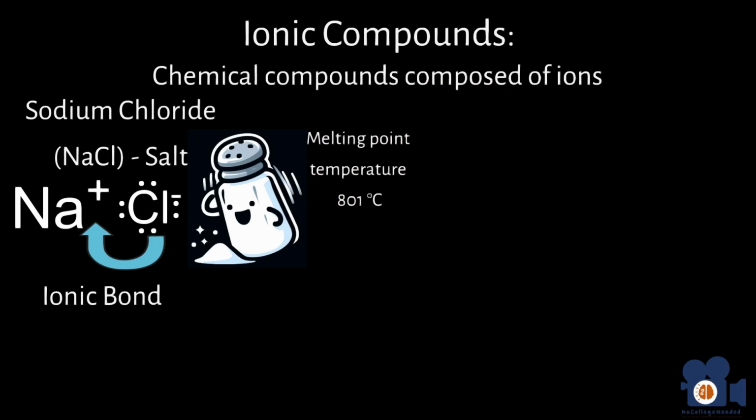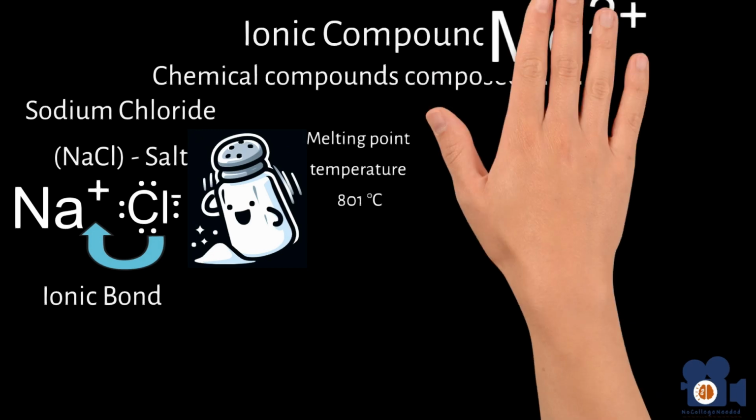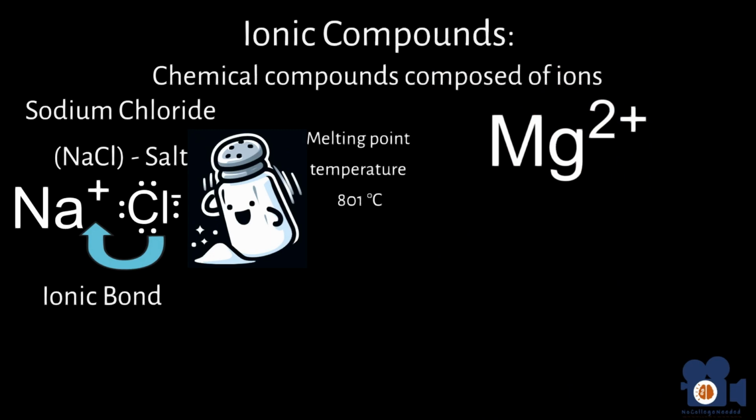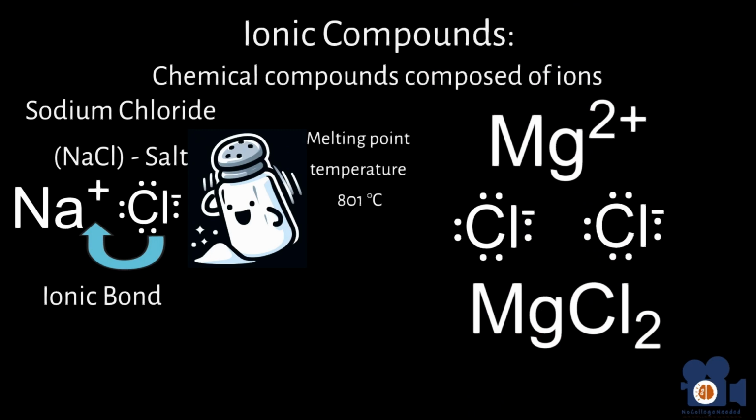Ionic compounds can also form between more than just 2 atoms, as long as the net charge equals 0. For example, magnesium Mg will lose 2 electrons having a 2+ charge, which can form ionic bonds with 2 chlorine ions, -1 each, to form MgCl2.